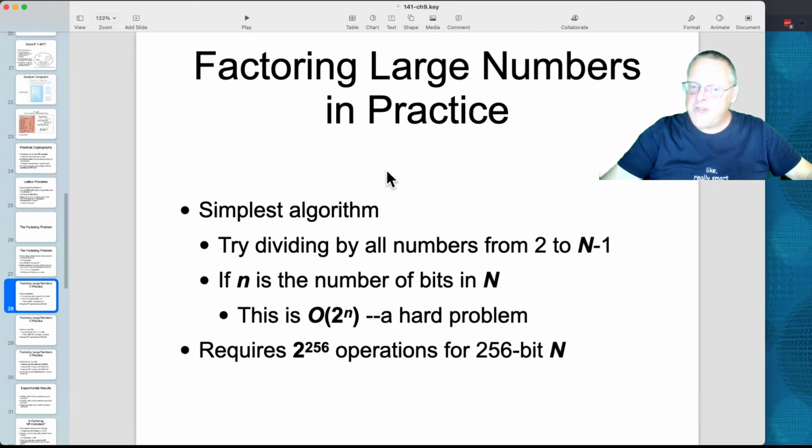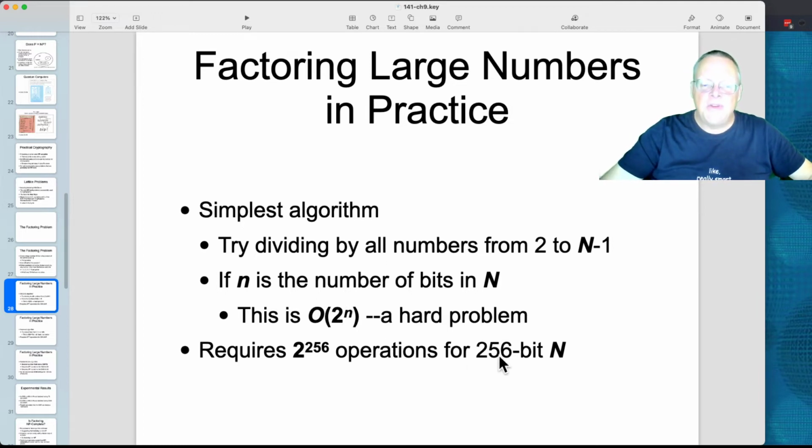So the simplest algorithm is just try dividing it by every number from 2 to n minus 1, every number smaller than n, and see if any of them have a remainder of 0. That's one answer, and that will get you there. But if n is the number of bits in n, then this is order 2 to the n. That's a really hard problem. But there are smarter ways to do it. So this is why, like I say, most of us believe that NP is not equal to P. Hard problems are different than easy problems, and there are a variety of solutions to the hard problems.